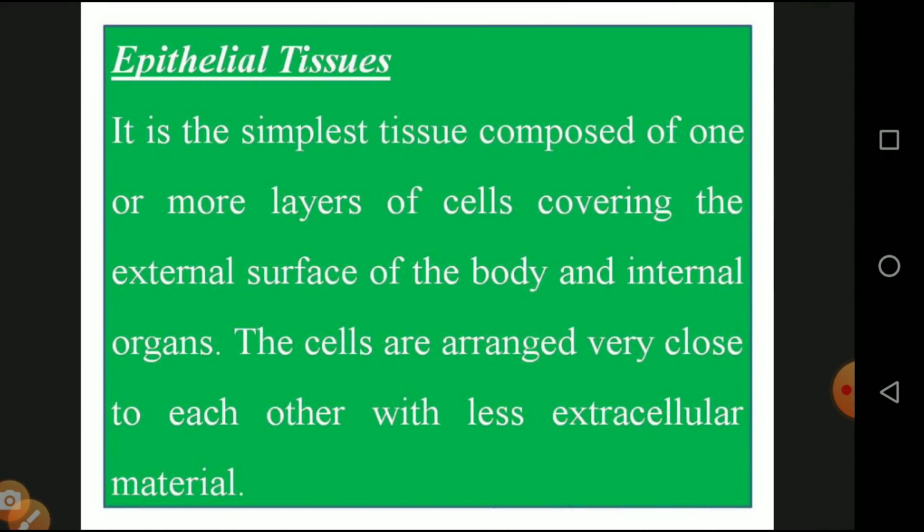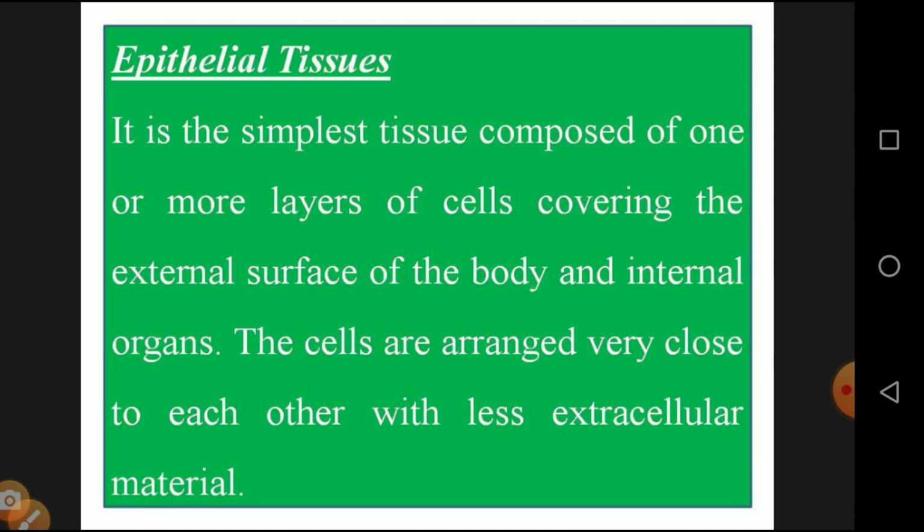Epithelial tissue is the simplest tissue, composed of one or more layers of cells covering the external surface of the body and internal organs. In our body we have a hand, and the skin, which is covered with black or white color, is called the outer epidermis or outer epithelial cells. The skin consists of four to five layers of tissue, and the outer layer is called epithelial.